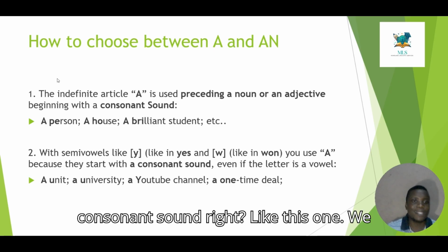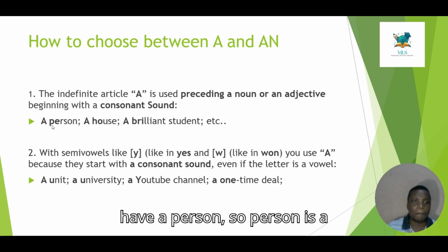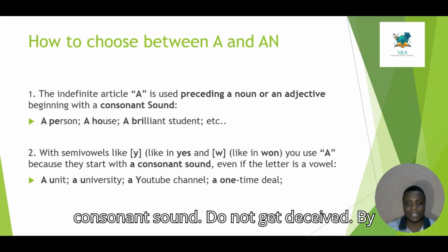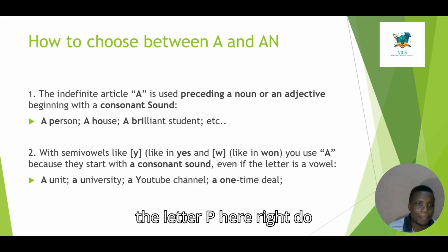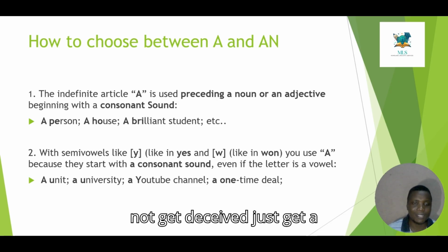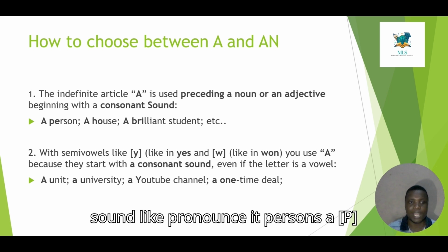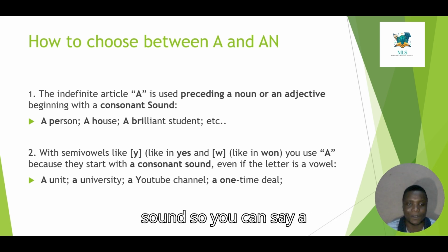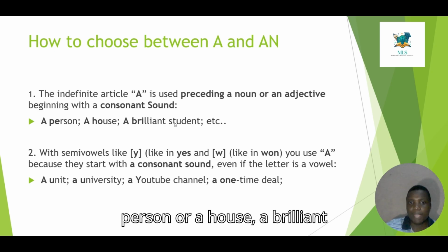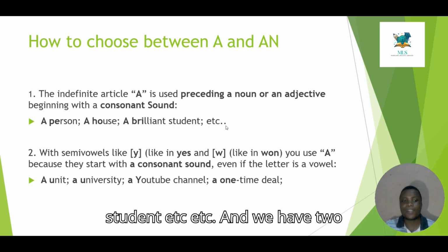Right. Like this one, we have "a person". Person begins with a consonant sound. Do not get deceived by the letter P here, all right? Just get the sound, pronounce it. Person, it's a P sound, so you can say "a person", all right? A house, a brilliant student, etc.